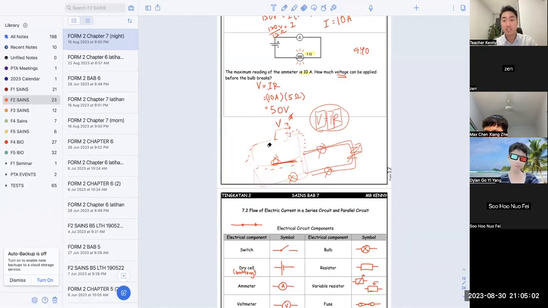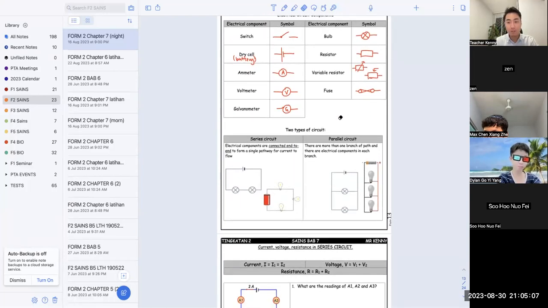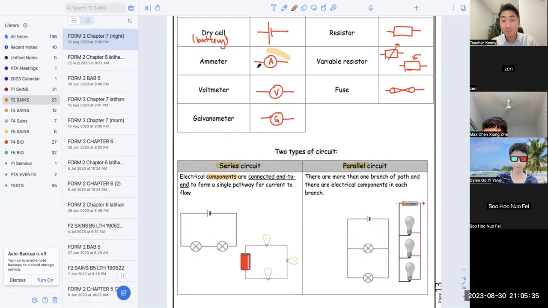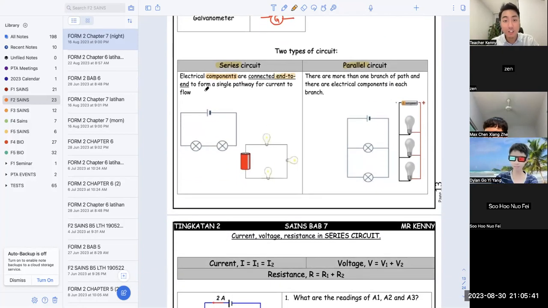So let's look at today's class. So there are two types of electrical circuit. Okay, today we'll look at series circuit. For those who have learned RBT, it is litar bersiri, and this is called litar selari, parallel circuit. Now, series circuit means the components. What's the meaning of component? Light bulb, component lah, battery, component lah. Understand? All of these are components lah. Okay, so the components are connected end to end.